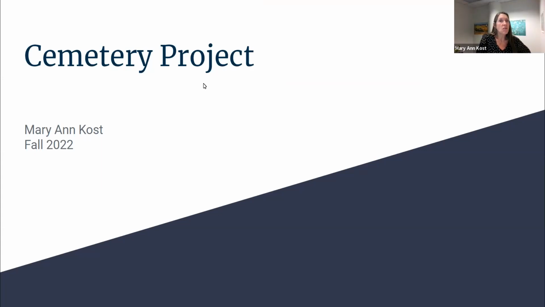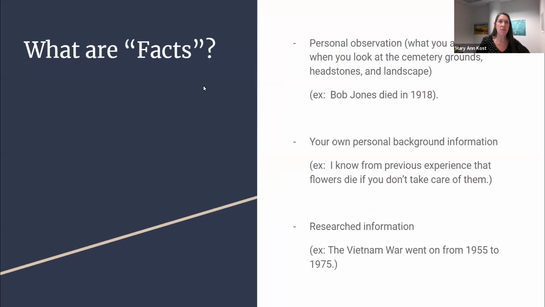So, what are we going to do there? First of all, we are going to make inferences. Inferences is where we take two facts and make a conclusion. And facts could be personal observations.